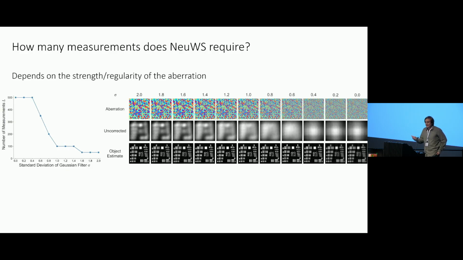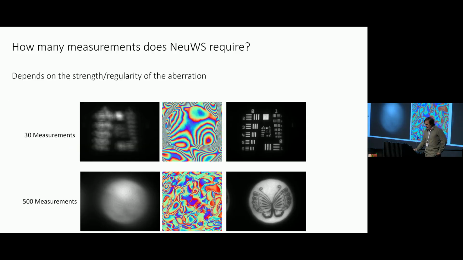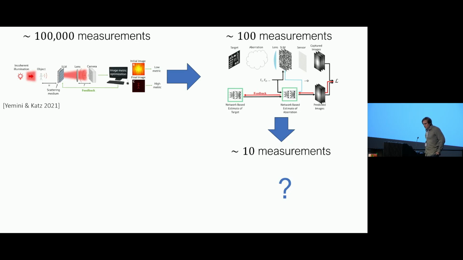Sancho asked how many. So we went from 100,000 measurements to about 100 measurements in these examples. How many are really required? It ultimately depends on the strength of the aberration. So for pretty regular aberrations, we can get by with about 50 randomly chosen patterns. But for highly irregular patterns, we're requiring on the order of 500. And this shows up experimentally as well, where with 30 measurements, we're getting reconstructions like this, whereas for this stronger aberration, we might need 500.